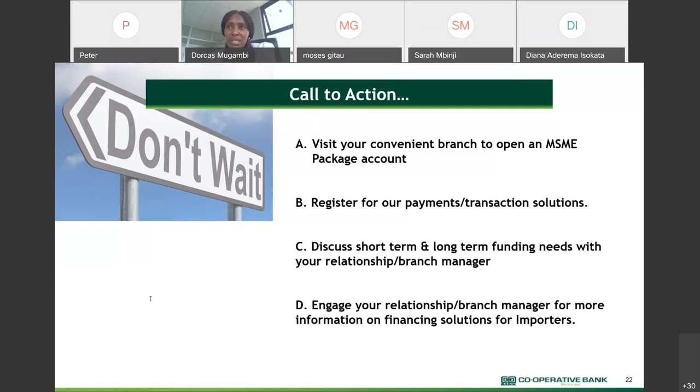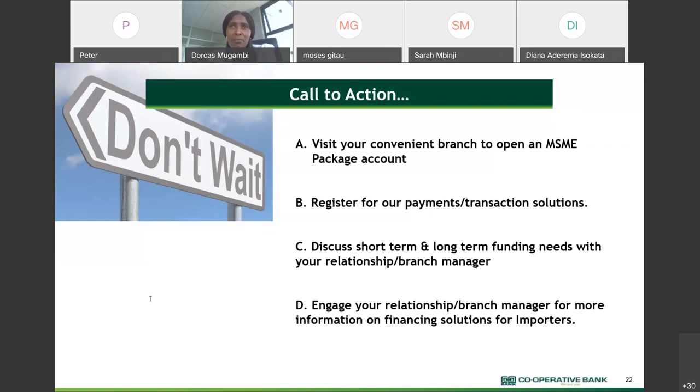However, let me put it this way. Remember, all this time your goods are already at the port. So we wouldn't want a situation where there is a delay because of the processing of the facility. So we normally say the moment you realize you want to do importation, it's important you have a discussion with your relationship manager and tell them quite in advance that, as I'm doing this importation, I foresee a situation where I may not have money to pay for either the import duty or the taxes that need to be paid.